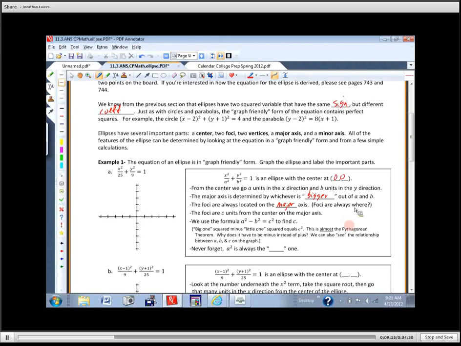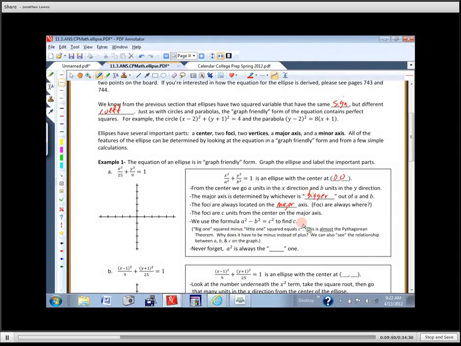The foci are always located on the major axis. And just a quick reminder, where are the foci? On all conic sections, they're always inside the curved part. So you'll notice on the examples on the board, the foci are always on the inside. It's curving around like this. Okay? If we kind of stretched it a little bit, with a circle, the foci is right at the center. Everything points right directly toward the center. Okay? The foci are C units from the center on the major axis. And we use this formula right here to find out what C is.